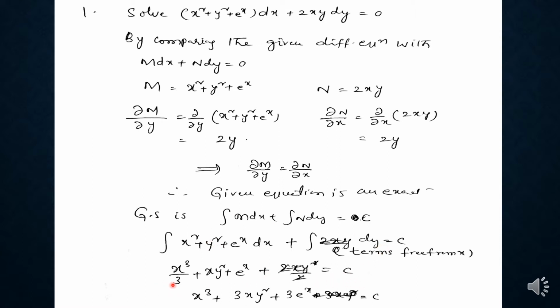Now by simplification, the LCM is 3. So x cube plus 3xy square plus 3 e power x is equal to 3c. 3c is also a constant, so write this as c. So the general solution of the given differential equation is x cube plus 3xy square plus 3 e power x is equal to c, which is the general solution for the differential equation (x square plus y square plus e power x) dx plus 2xy dy is equal to 0.